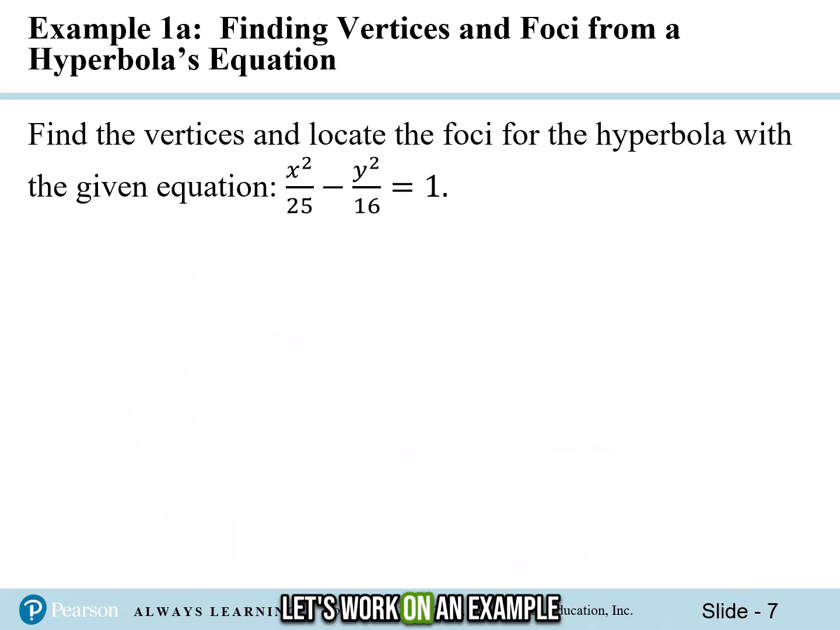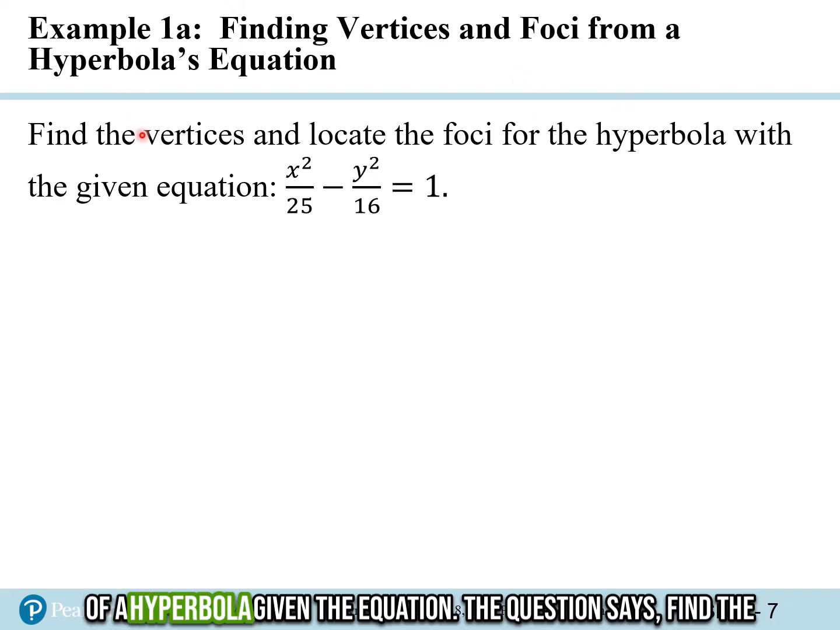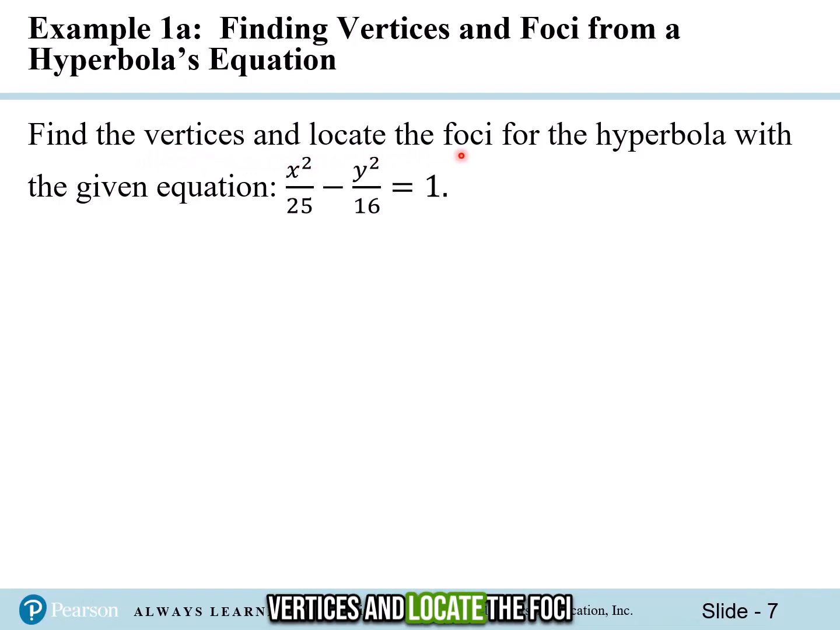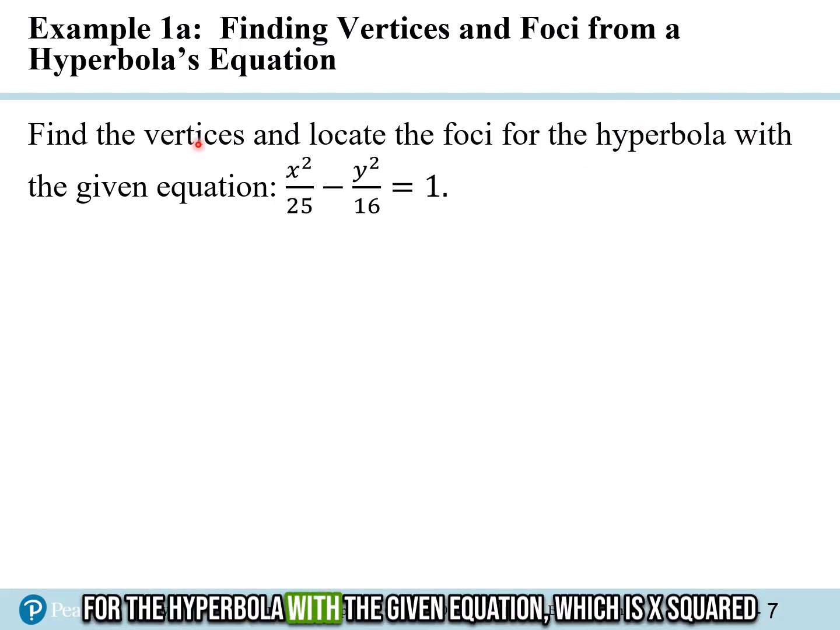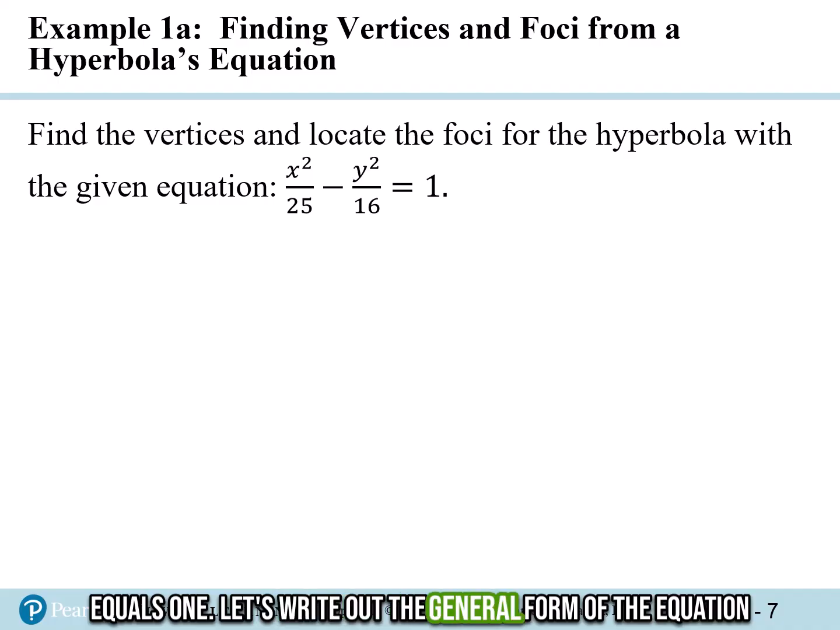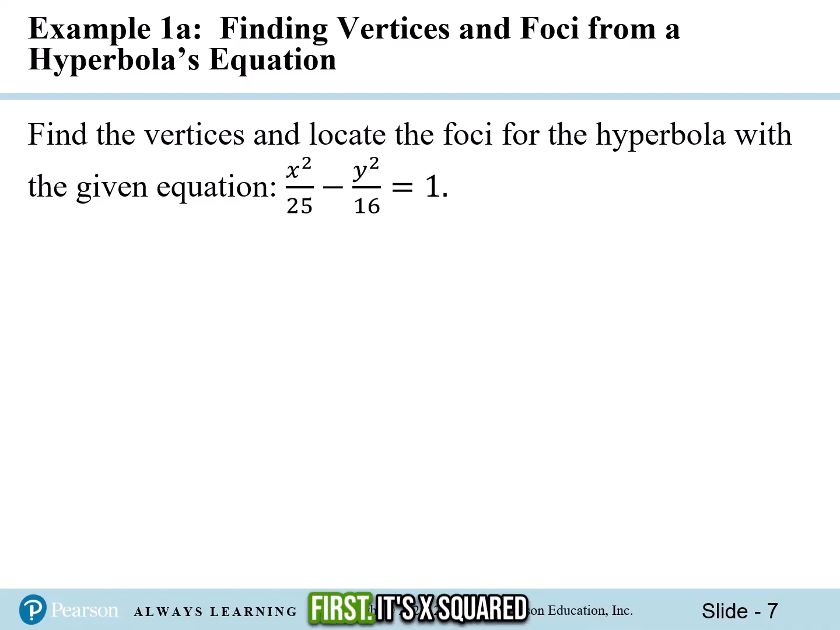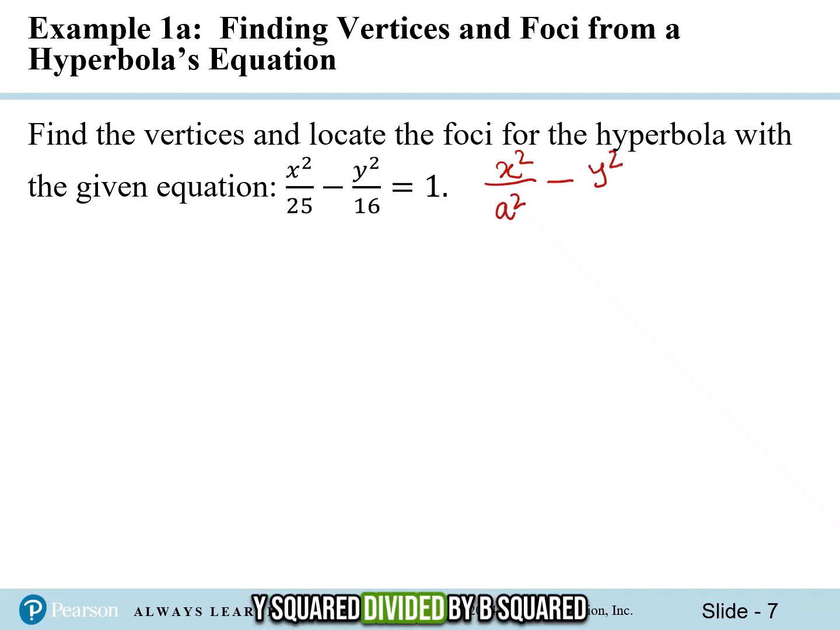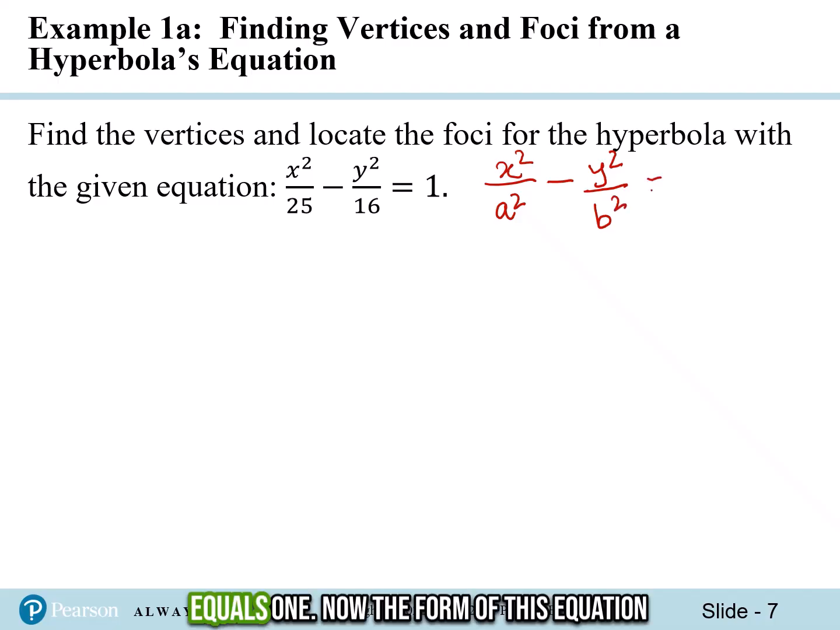Right? Let's work on an example to find the vertices and foci of a hyperbola given the equation. The question says, find the vertices and locate the foci for the hyperbola with the given equation, which is x squared divided by 25 minus y squared divided by 16 equals 1. Let's write out the general form of the equation first. It's x squared divided by a squared minus y squared divided by b squared equals 1.